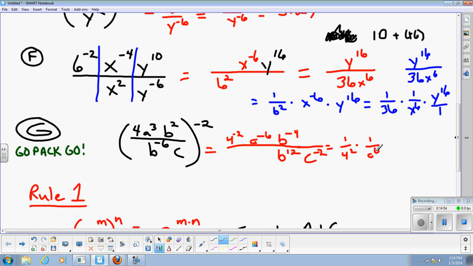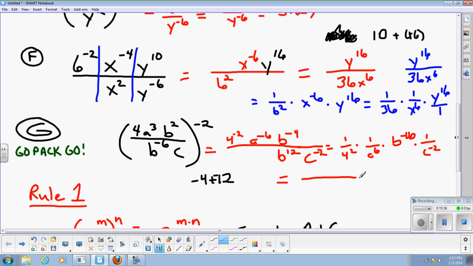The next one I have b to the negative 4, over b to the 12th. Negative 4 minus 12. Same, change, change. Negative 16. So now then I have b to the negative 16. And lastly, I have 1 over c to the negative 2. So now we're going to try and get an answer here.